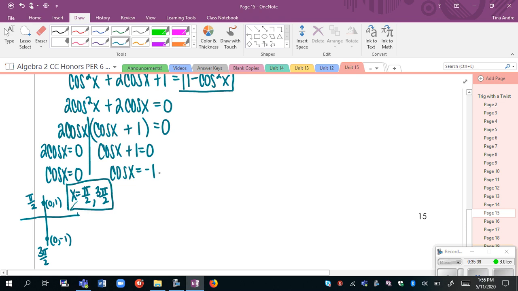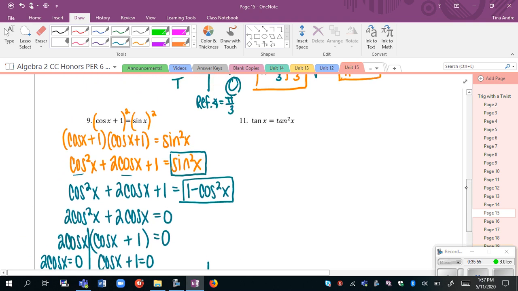And then for this side, when does cosine x equal negative 1? Well, that's only in one place. That's at pi, so we get x equals pi. You can list all of these answers together too, just so you know it doesn't matter if you list them separate or not. So that's it for that one.